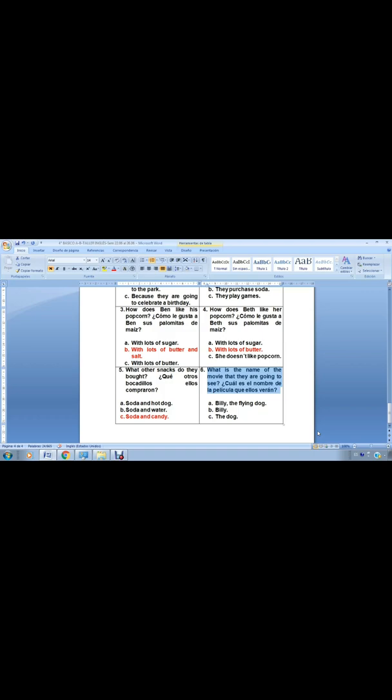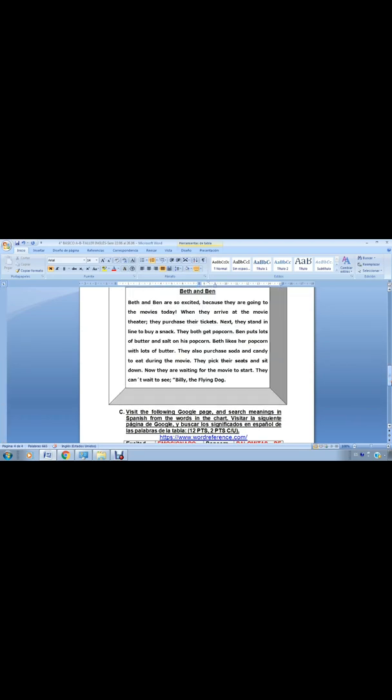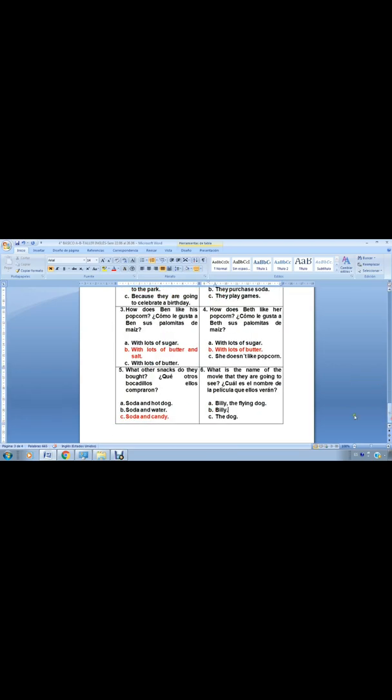¿Cuál es el nombre de la película que ellos verán? Letter A, letra A, Billy the Flying Dog, Billy el perro volador. Letter B, letra B, Billy, or letter C, the dog, el perro. Let's see, vamos a ver. They can't wait to see, ellos no pueden esperar para ver Billy the Flying Dog, Billy el perro volador.